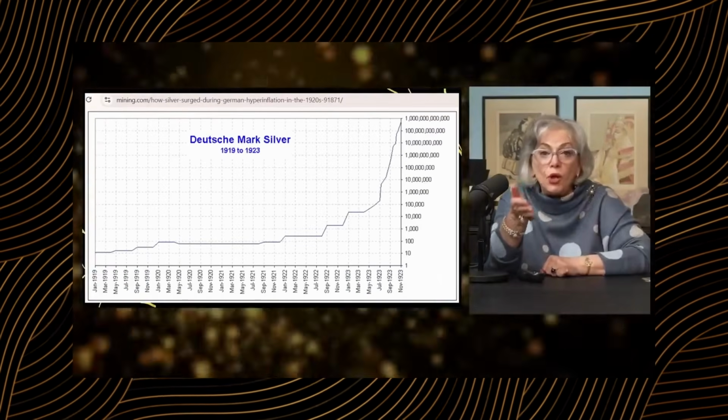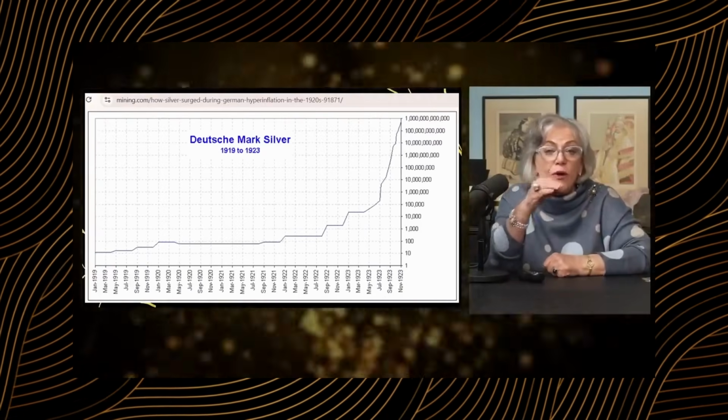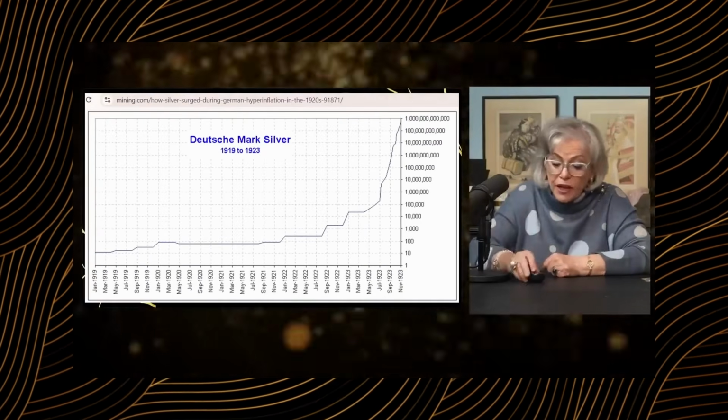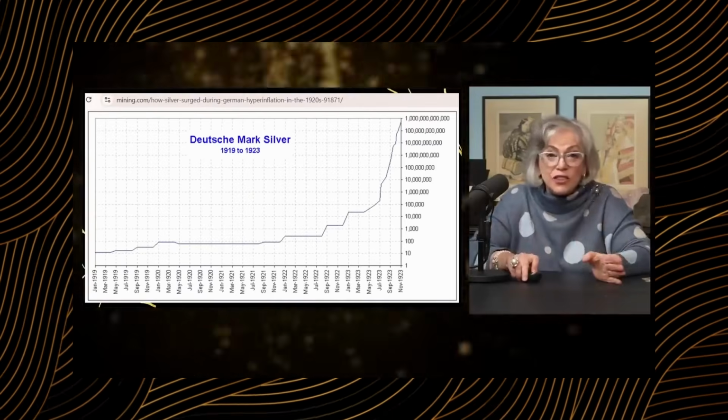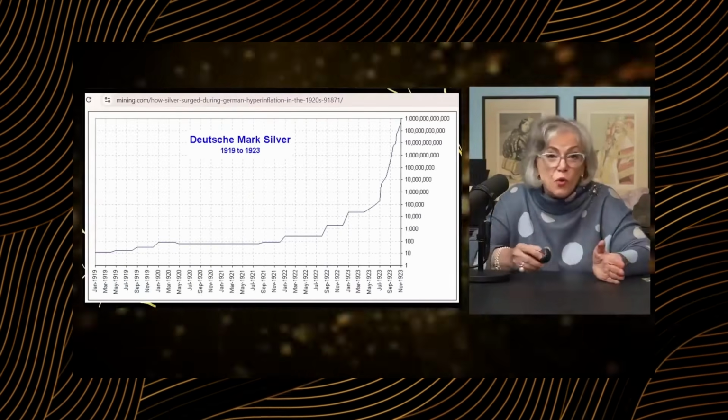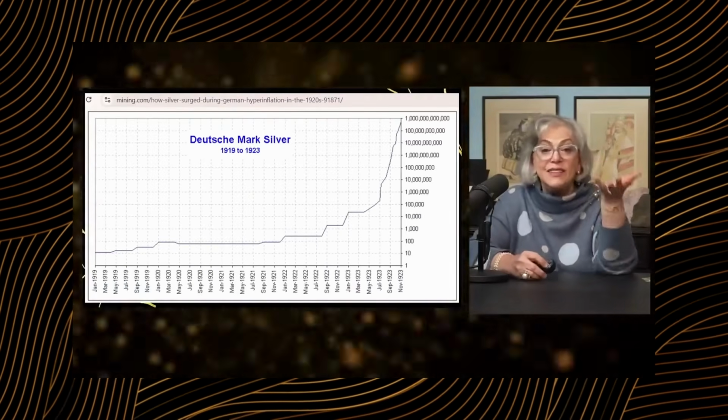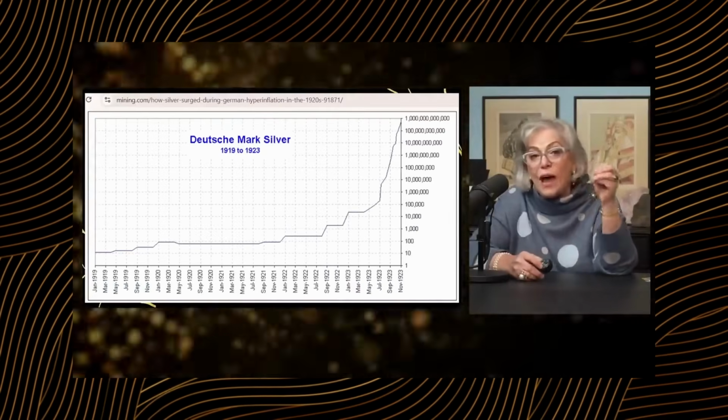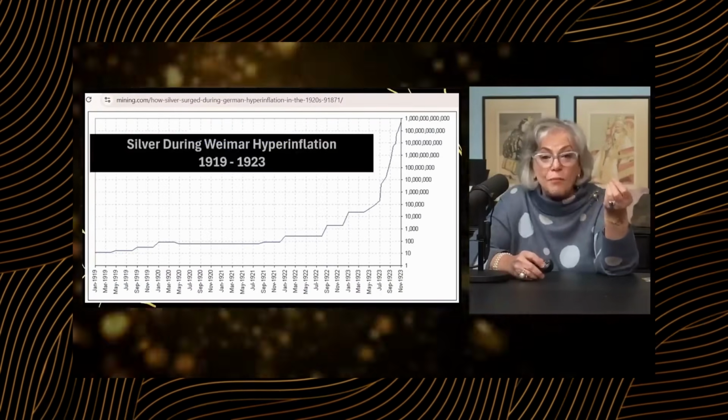So I pulled up the data from Weimar Republic in Germany, and not because that's the worst case, but because it's the most well-known case. And this is the data that I pulled on what happened to spot silver during that period of time.